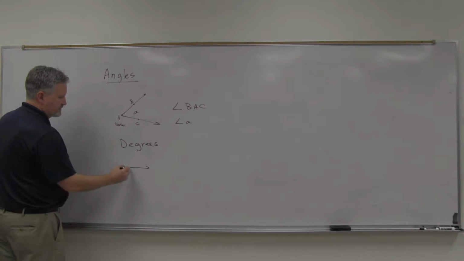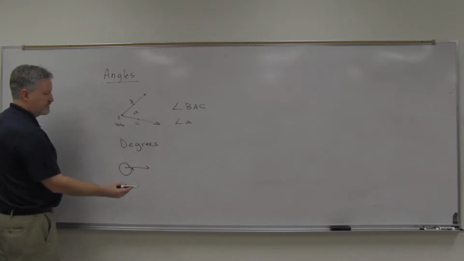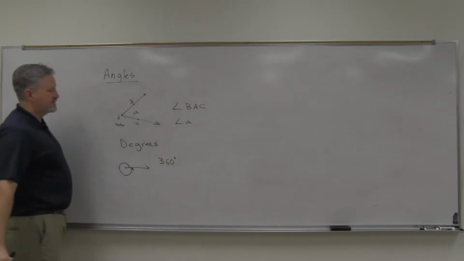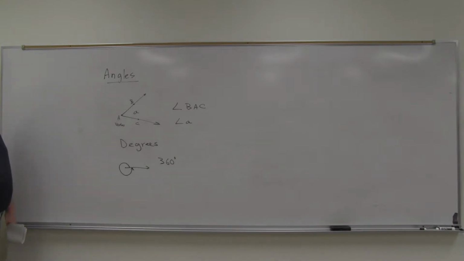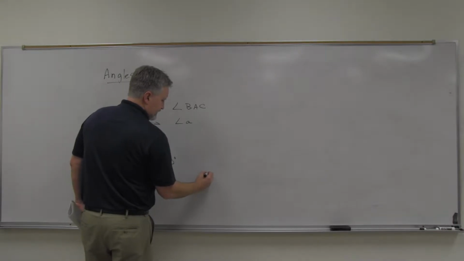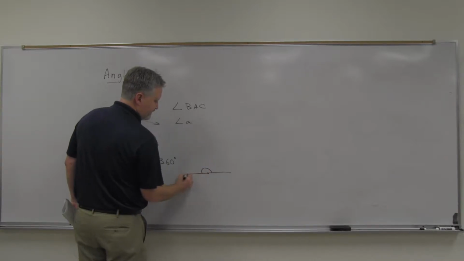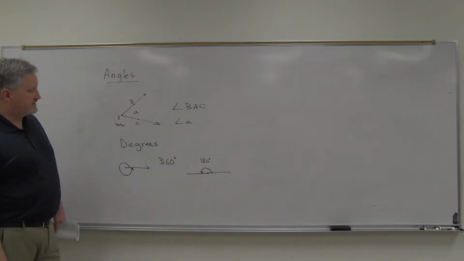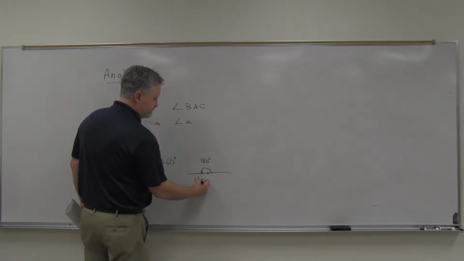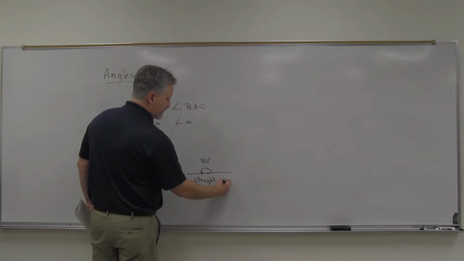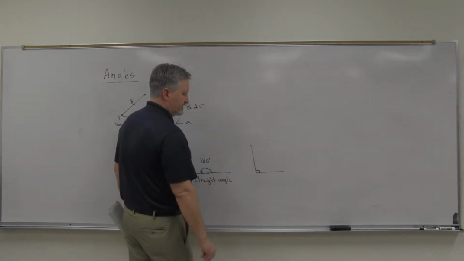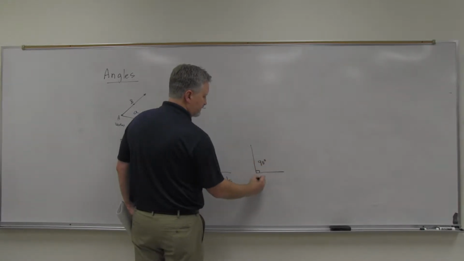What you need to know there is, of course, that if you go a full revolution around a full circle, there's a total of 360 degrees. If you go halfway around, that's, of course, half of the 360, 180. That's called the straight angle. Quarter way around, usually denoted that way, that's our 90 degrees or right angle.